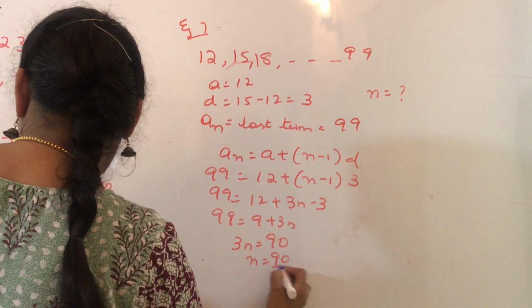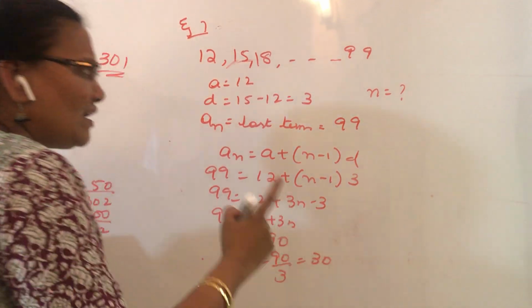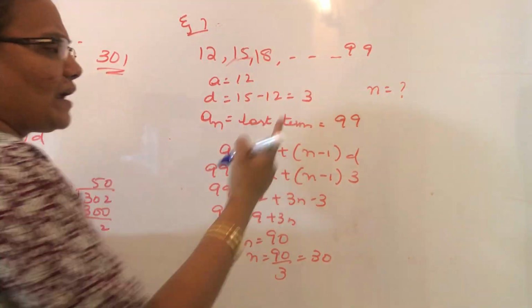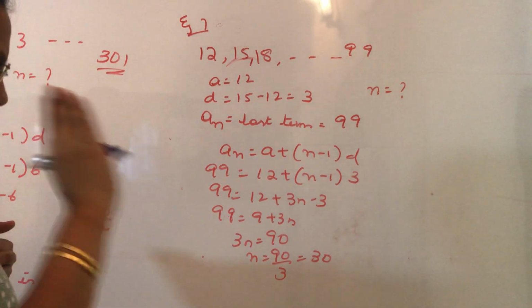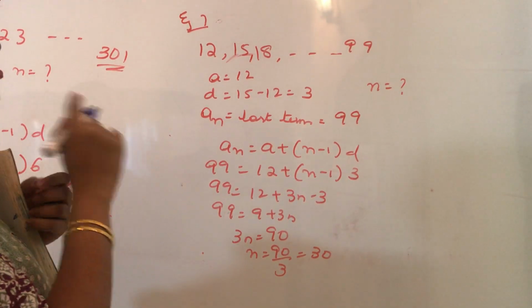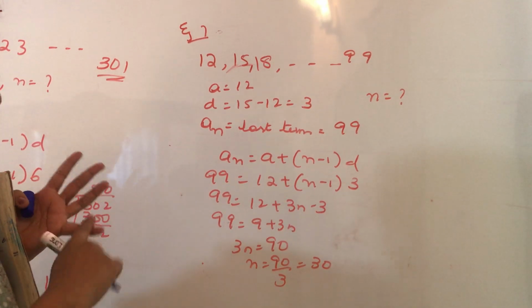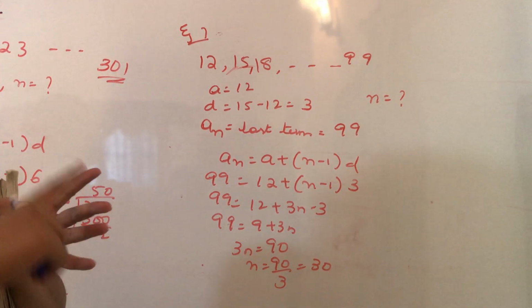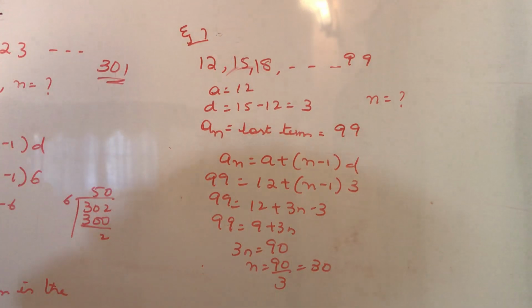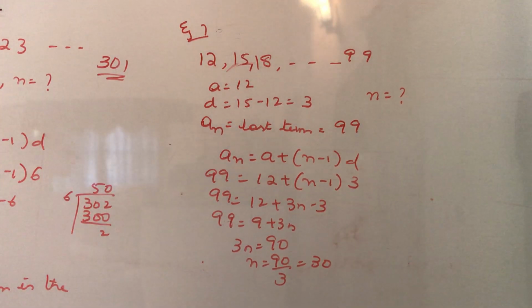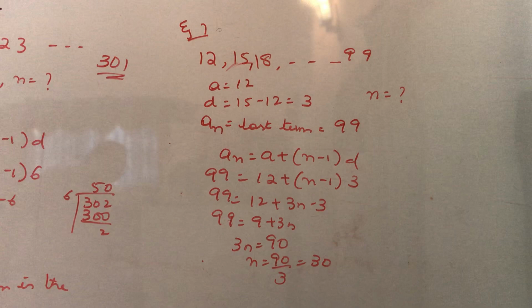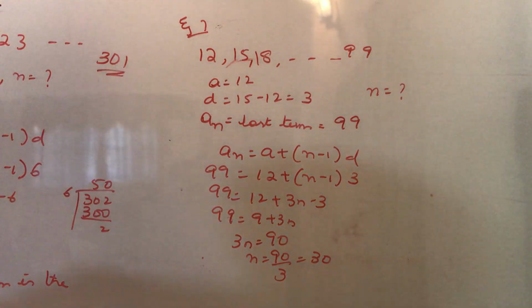So n is 30. Between 12 and 99 there are 30 numbers including 12 and 99. So the number of 2-digit numbers divisible by 3 is 30: 12, 15, 18, 21, 24, like that. Okay. Now next example, a little concept you have to know in this. At least now you are familiar.